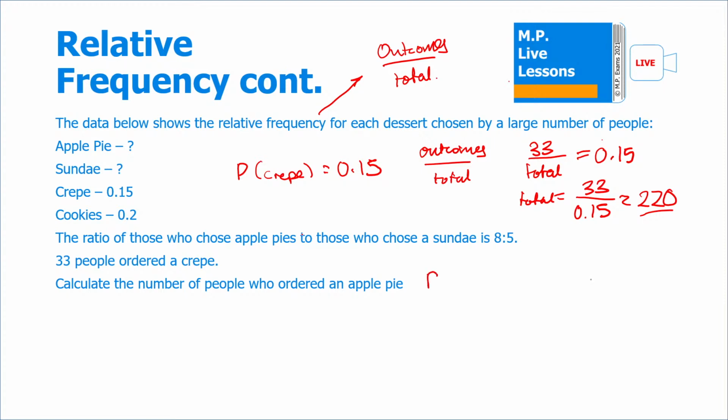So the probability of someone ordering apple pie or a sundae, we could just take the relative frequency of the crepe away, or the number of people who ordered it.